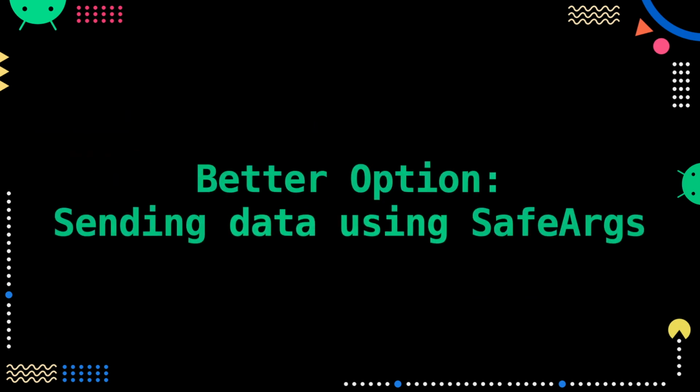The better option is sending data using SafeArgs. The navigation components have a Gradle plugin called SafeArgs that generates simple object and builder classes for type-safe access to arguments specified for destinations and actions. You'll have to add some plugins. There's one plugin for the project Gradle file, and there's one plugin for the app Gradle file. So let's see how we use SafeArgs to pass data from the first fragment to the second fragment.